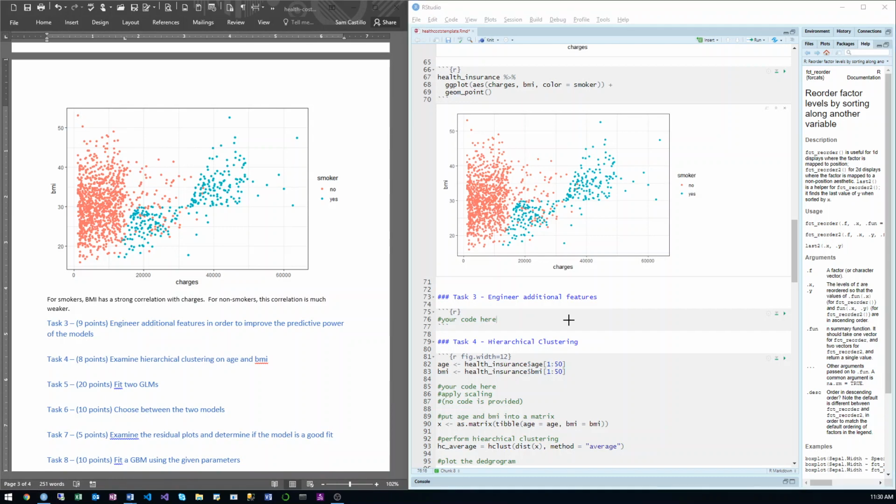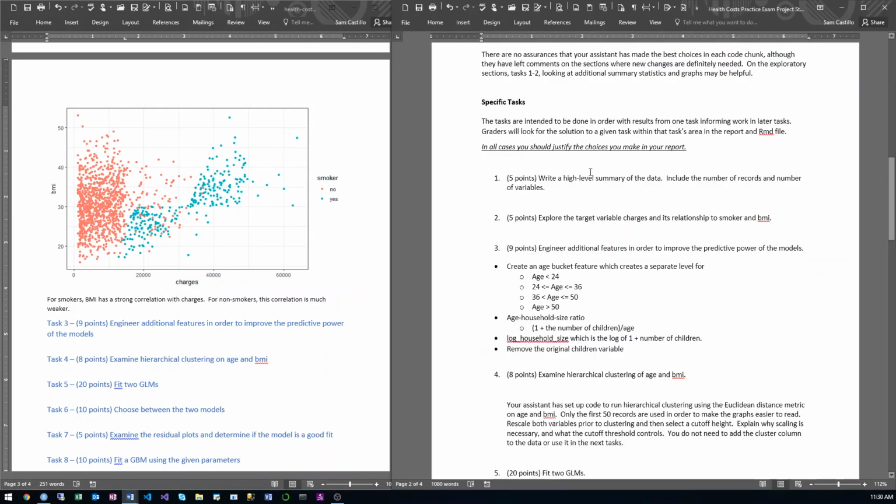Task, let's go back to this data dictionary, to this project statement. Okay, so task 1 was write a high-level summary, include the number of records and number of variables. This is done. Task 2 is explore the target variable and its relationship to smoker and BMI. We've done that. Task 3, engineer additional features in order to improve the predictive power of the models.